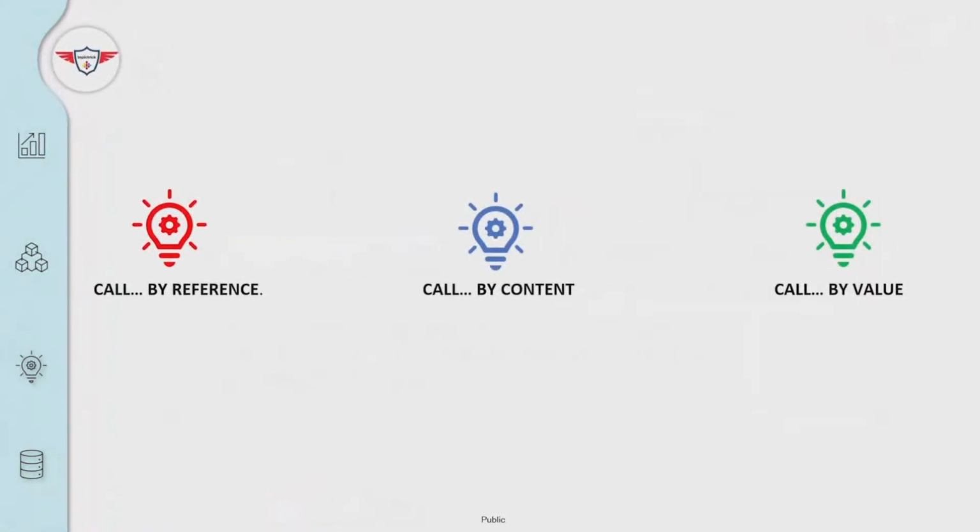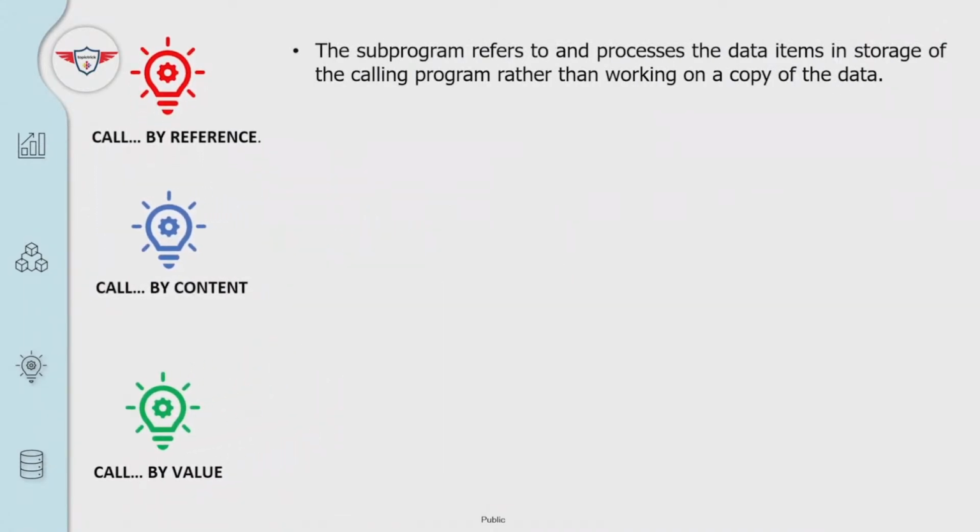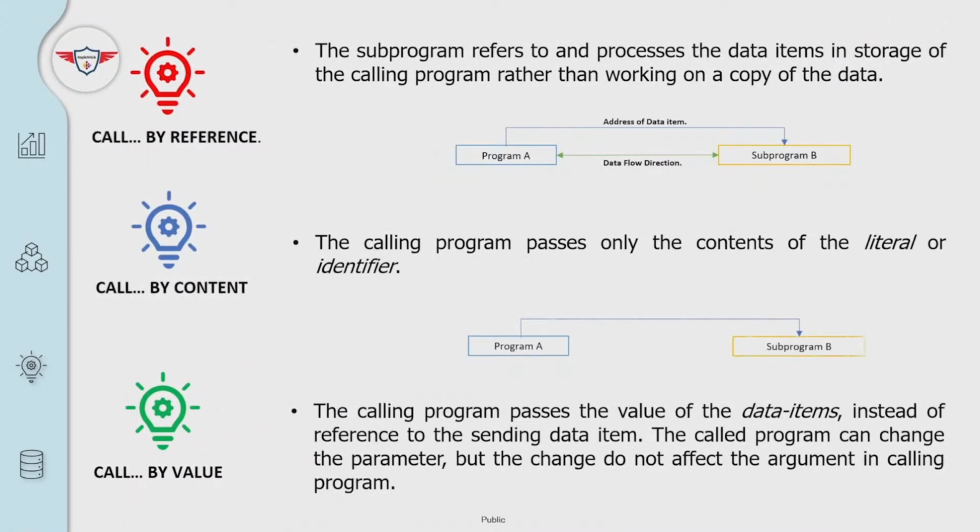So first one is call by reference. When the data is passed by reference, the address of the data item is supplied to the called subprogram. So any change made to the data item in the subprogram is also made to the data item in the main program, because both items refer to the same memory location. If you look at the flow diagram, program A, which is a main program, is calling the subprogram, that is program B, and it is passing the address of the data item. Therefore, program A and program B are accessing the same memory location.